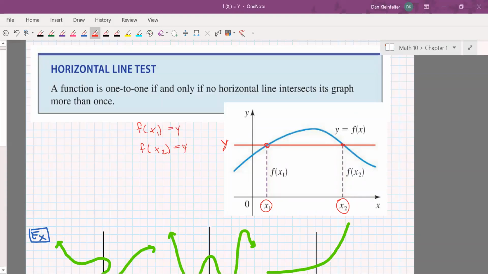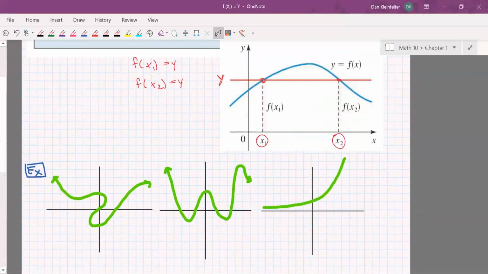In other words, that particular y value is repeated, making it not a 1 to 1 function. The vertical line test was a way of giving an x and seeing if you had multiple y's. The horizontal line test is a way of giving a y and seeing if you have multiple x's. All right, so let's try it on these couple of functions.